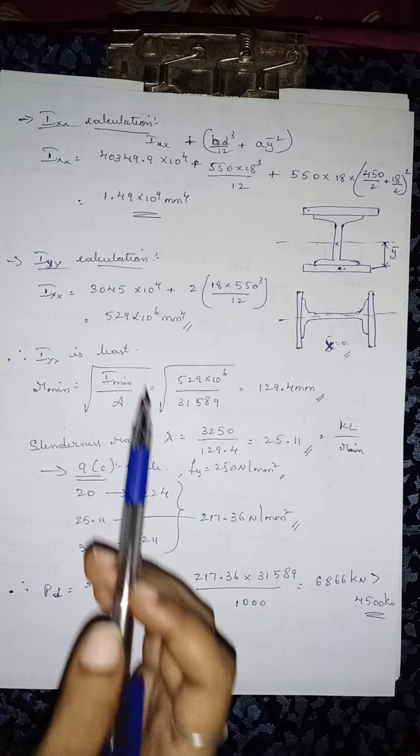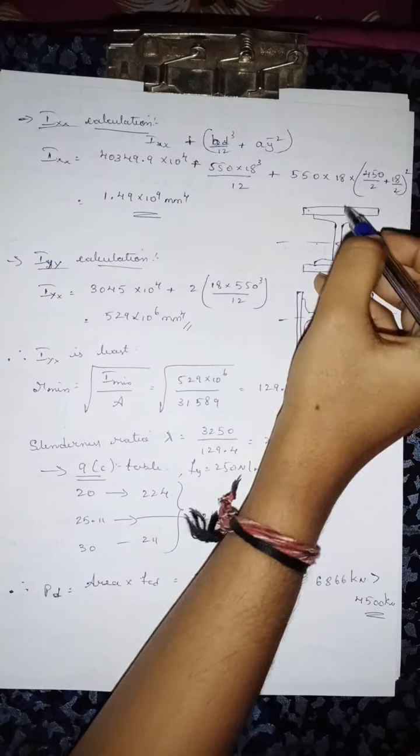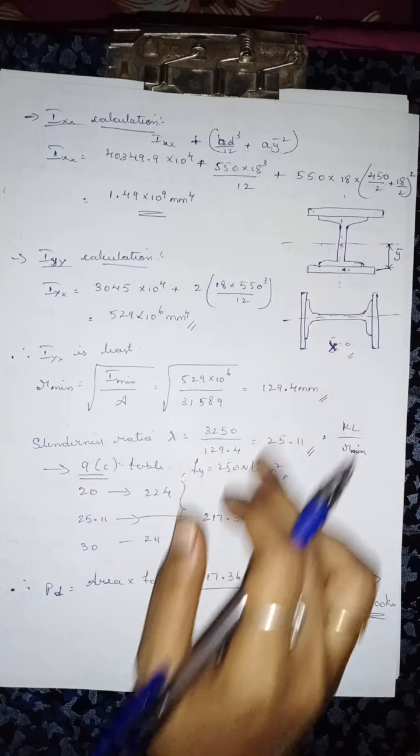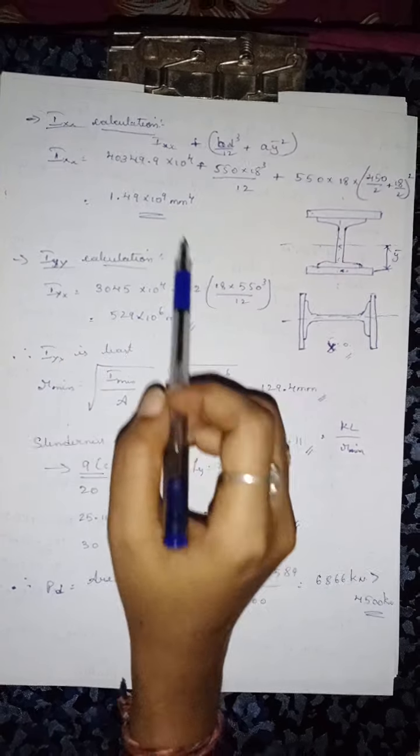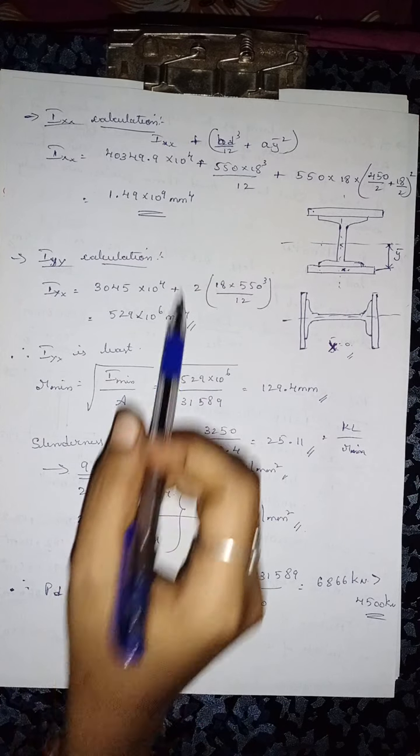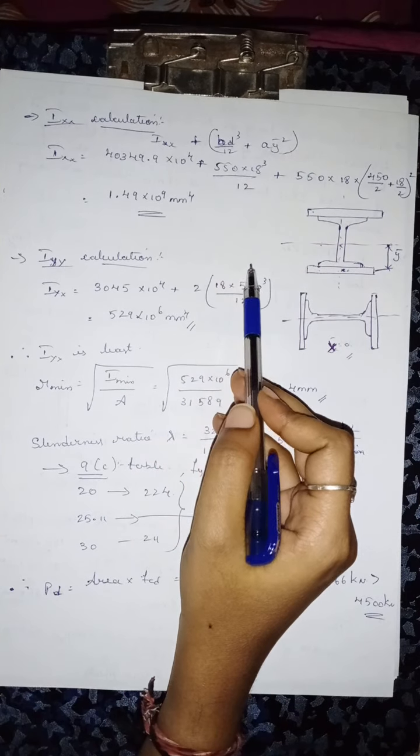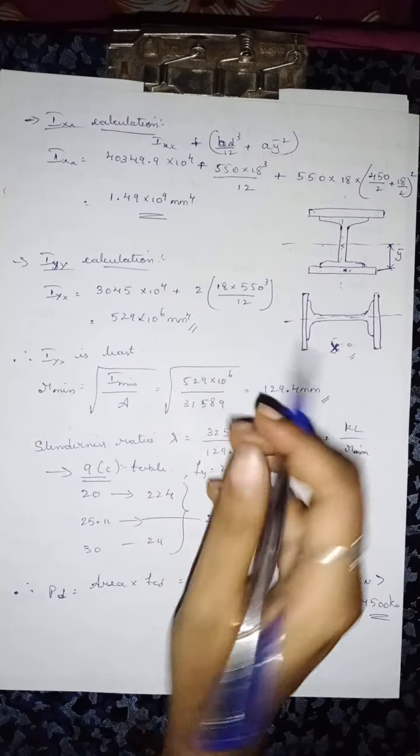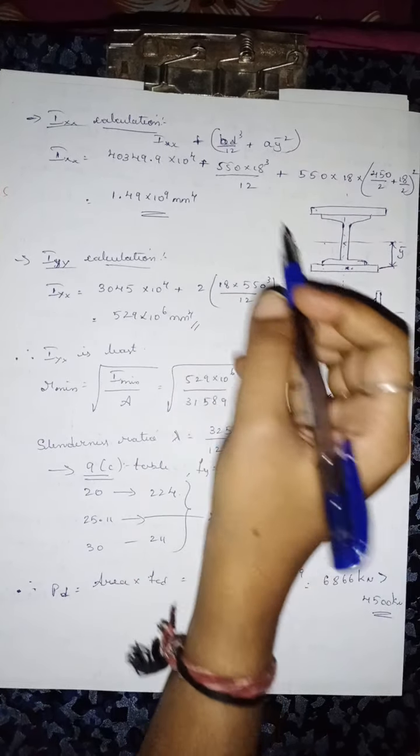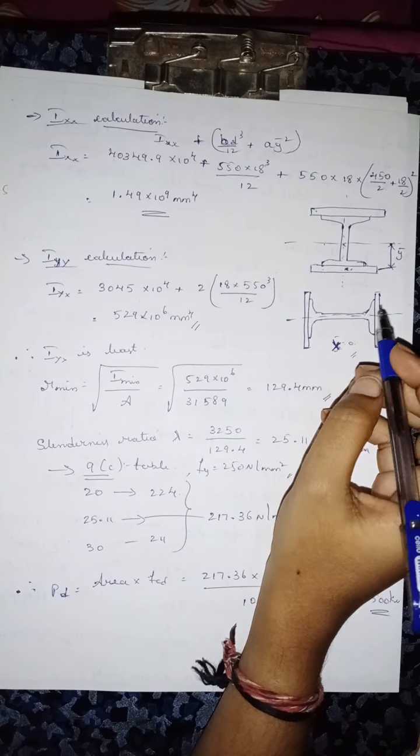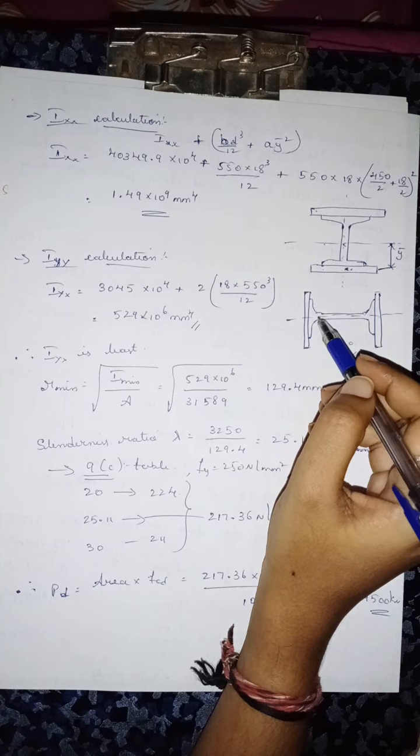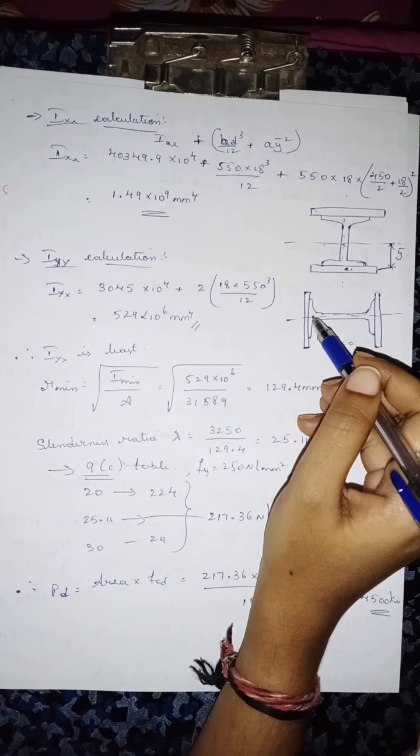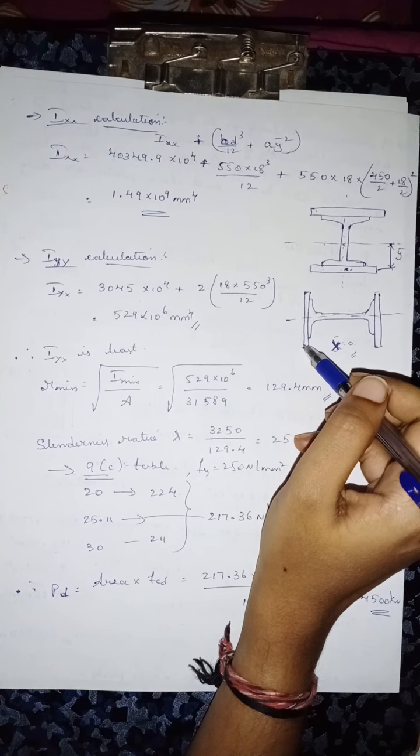In the same way we want the Iyy value. I've just rotated it towards the yy axis, so it will be the yy axis, like this. Now the same formula: Iyy plus BD cube divided by 12 plus area into x bar square. You already know Iyy, it is in the steel table, plus BD cube divided by 12. Our view is different now, so this will be B and this will be D, the depth.